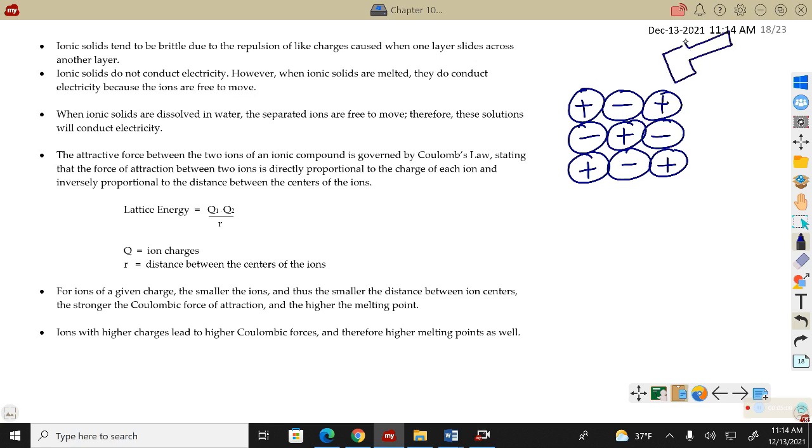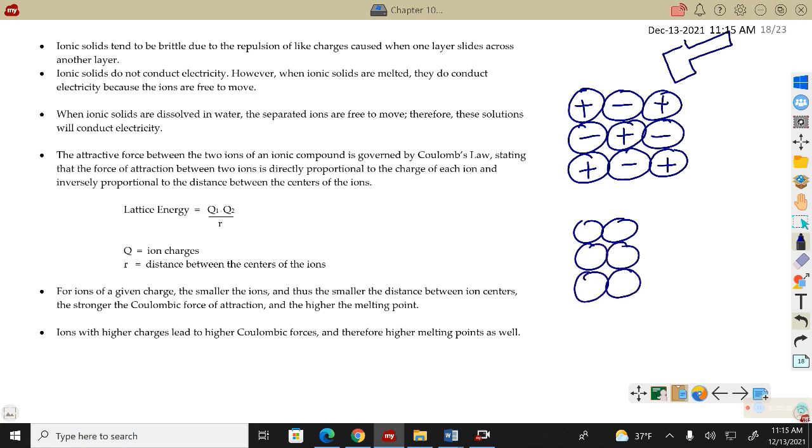There. That's a hammer. And so I apply pressure to this ionic solid. And what happens is we mess with this perfect alignment. These ions want to be attracted to each other, opposites attract. But now I get something that might look like this.